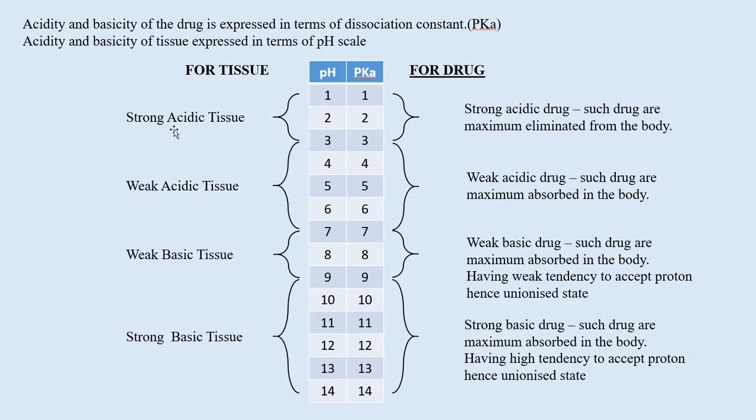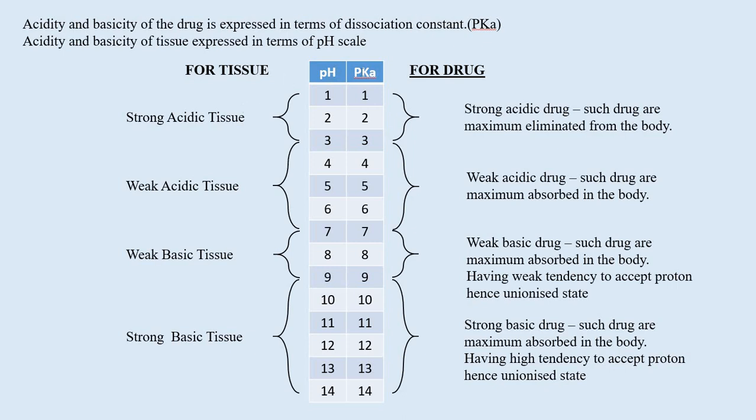Acidity and basicity of a drug is expressed in terms of the dissociation constant, that is nothing but the pKa. And acidity and basicity of the tissue is expressed in terms of the pH scale. The pH scale was discovered by Sorensen, that we know. What do these two scales tell? They basically divide all drugs into four categories only: strong acidic drug, weak acidic drug, weak basic drug, and strong basic drug.